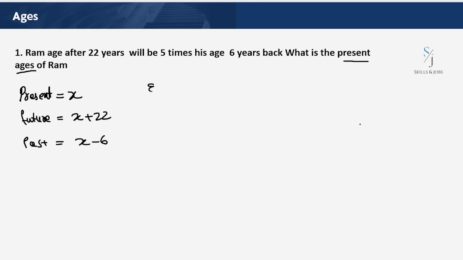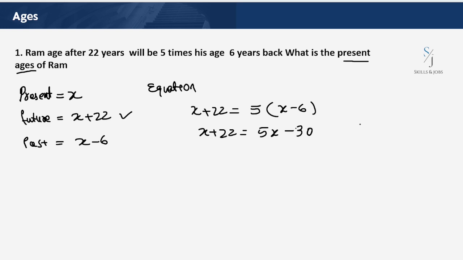Now we need to make an equation. So what is the equation? Ram's age after 22 years, that is this, will be 5 times his age 6 years back. So we can make an equation: Ram's future age is equal to 5 times his past age. Okay, now you can simply solve this equation. So if we simplify it, x plus 22 is equal to 5x minus 30. Okay, so you can transfer this here and you can transfer this here.